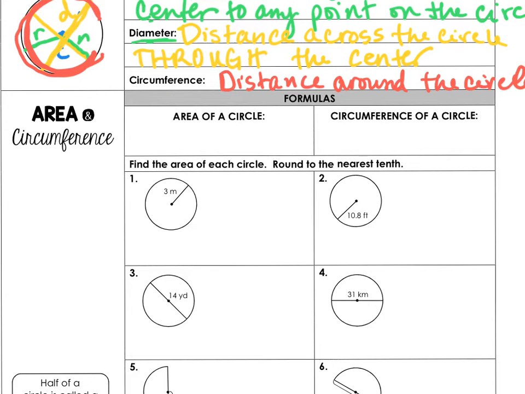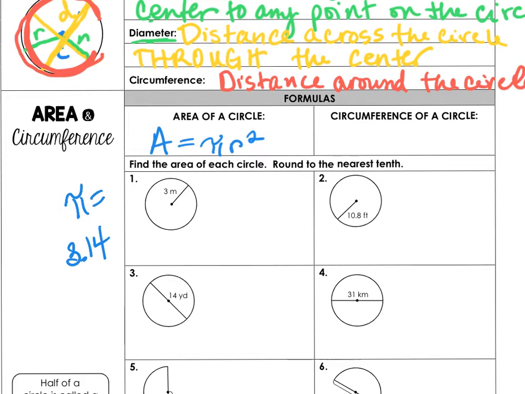Okay, area of a circle. Area equals pi r squared. And for pi, we are going to use 3.14. I know there's a pi button on the calculator, but I don't want you using it. It goes on forever and it messes stuff up. And for our purposes, we're going to estimate, and we're going to use 3.14.